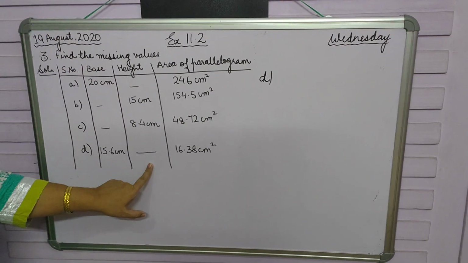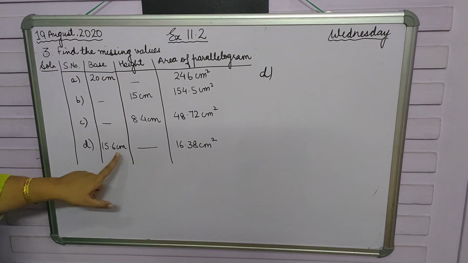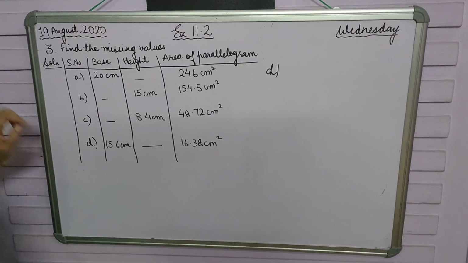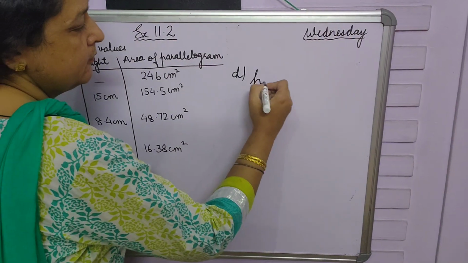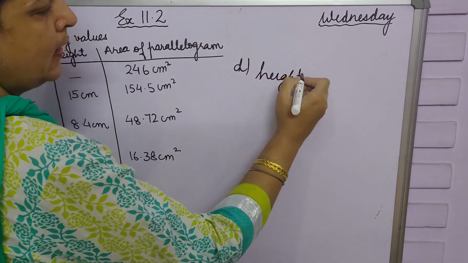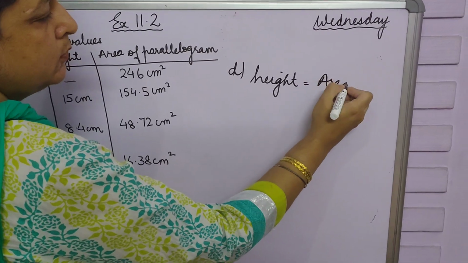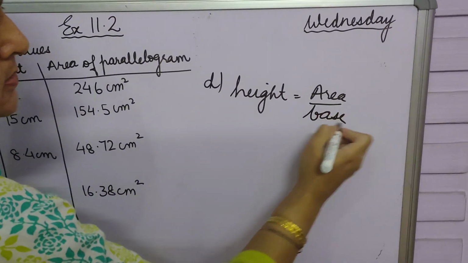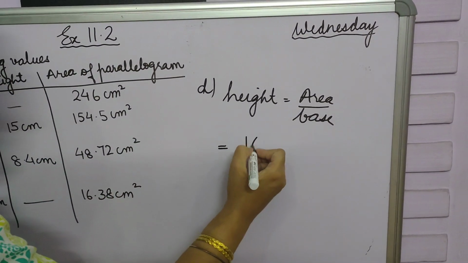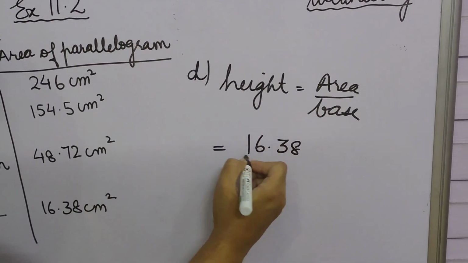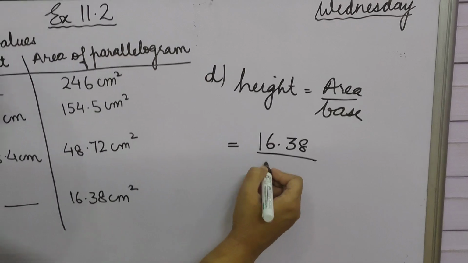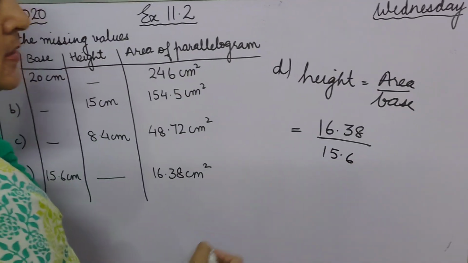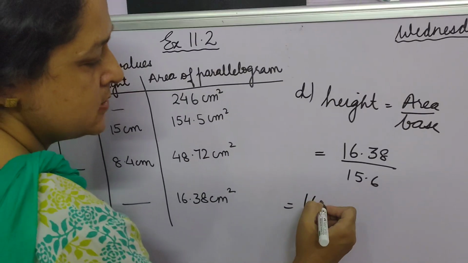Again in part D, we are not given the height, we are given the base and area. So if we are to calculate the height of the parallelogram, it is equal to area upon base. Now how much is the area given? It is 16.38. And how much is the base? It is 15.6. Now let us again solve it.